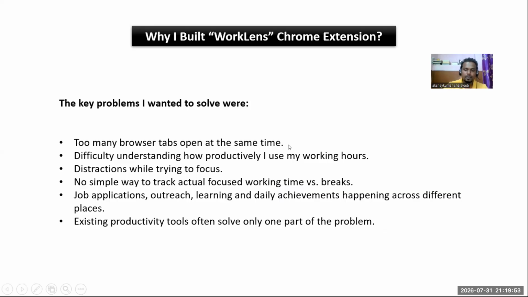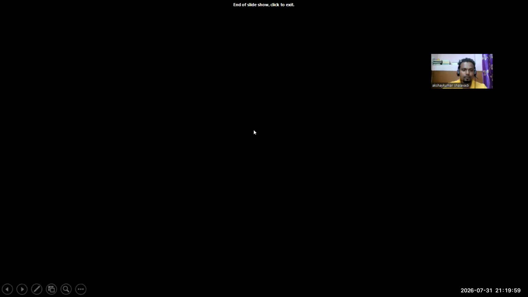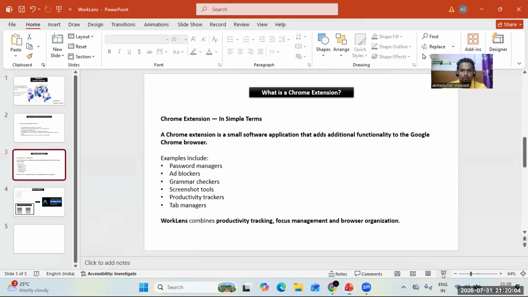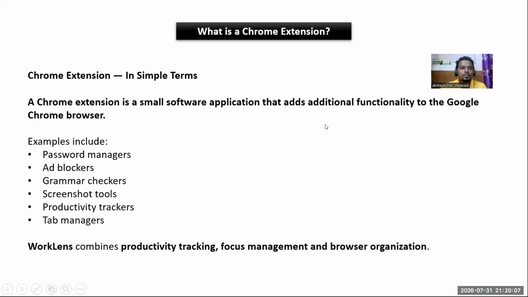Before we get started, let's learn what a Chrome extension is, by the way. In simple terms, a Chrome extension is a small software application that adds additional functionality to the Google Chrome browser. Like we can say the additional functionalities are a password manager, ad blockers, grammar check, screenshot tools, productivity tracker, and tabs manager.